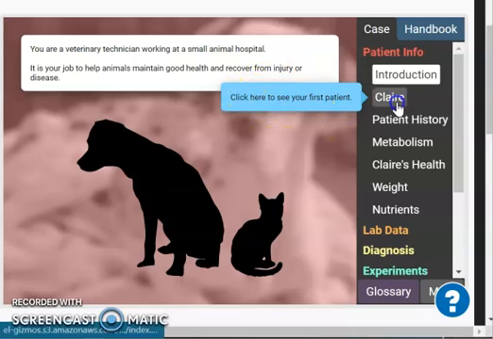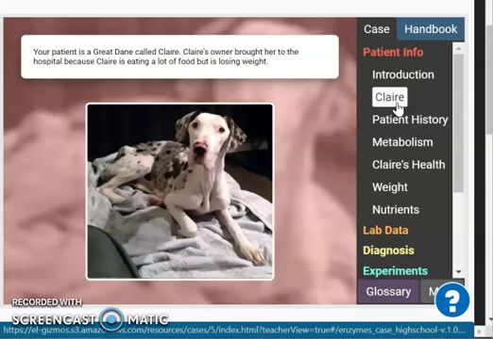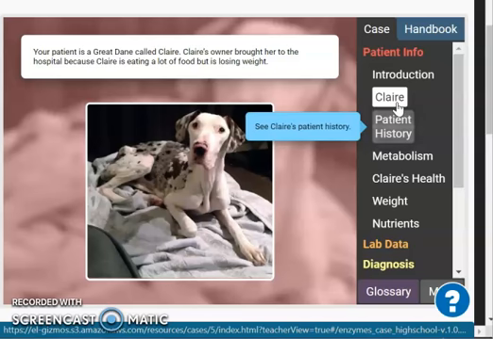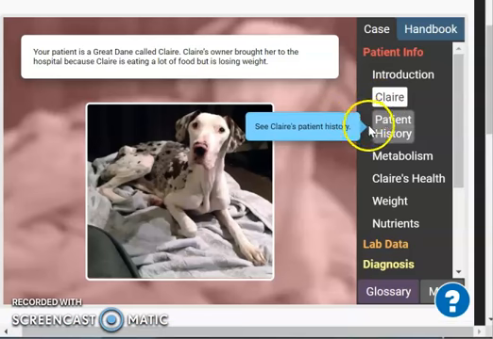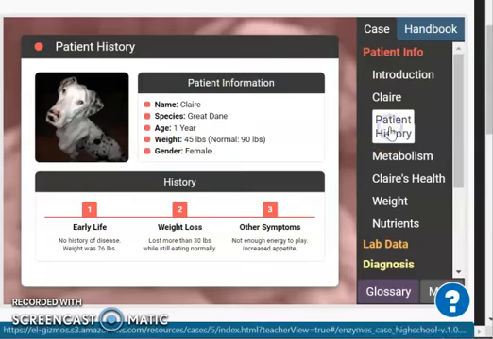We follow the blue. Your patient is a Great Dane called Claire. Claire's owner brought her to the hospital because Claire is eating a lot of food but is losing weight. Let's see her history. She is a Great Dane. She is 1 year old. Her weight is 45 pounds when it normally is 90.